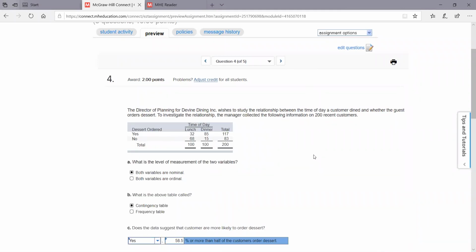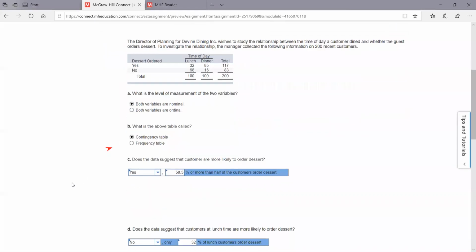And on this one, you're just looking at a contingency table. You'll note that you've got desserts ordered, yes or no, and what time of day, lunch or dinner. You can see how if you add up the two verticals, you get 100. Everything always in the right-hand corner is your total sample. Notice they collected from 200 recent orders. The level of measurement, everything's going to be nominal. And of course, this table is called a contingency table.